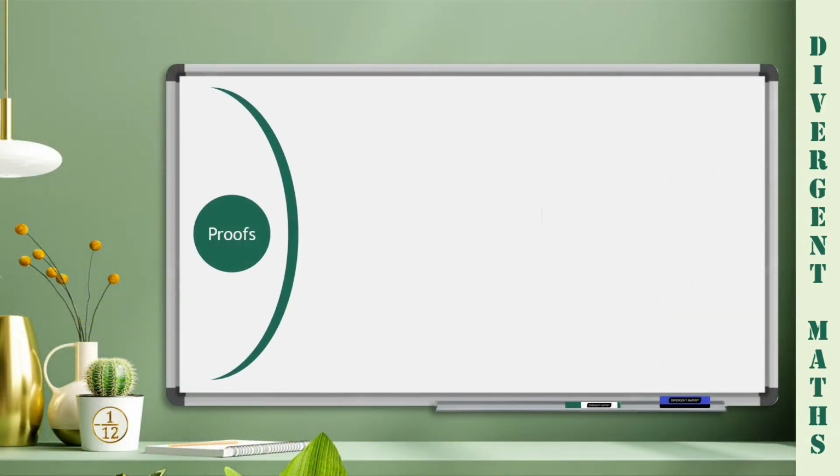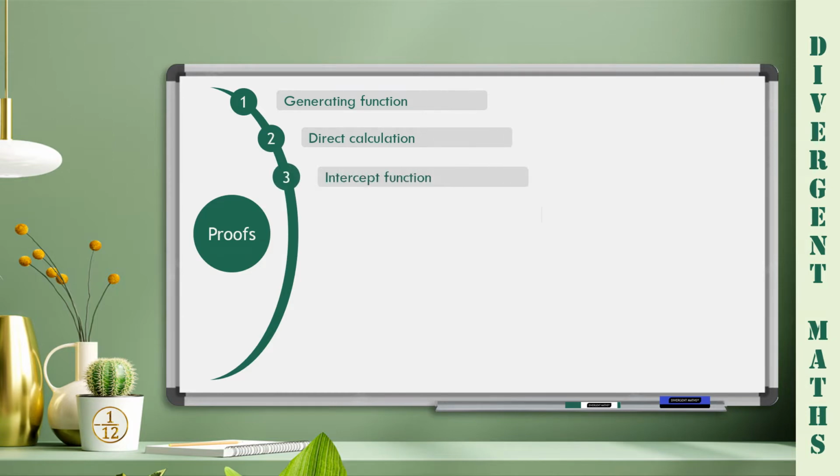So we're going to go through 8 proofs. Proof number 1, generating function. As usual, we always start with the generating function; it gives us the answer straight away if the series is stable. Proof number 2, direct calculation. Proof number 3, intercept function. Proof number 4, partial sum integral, the PSI.